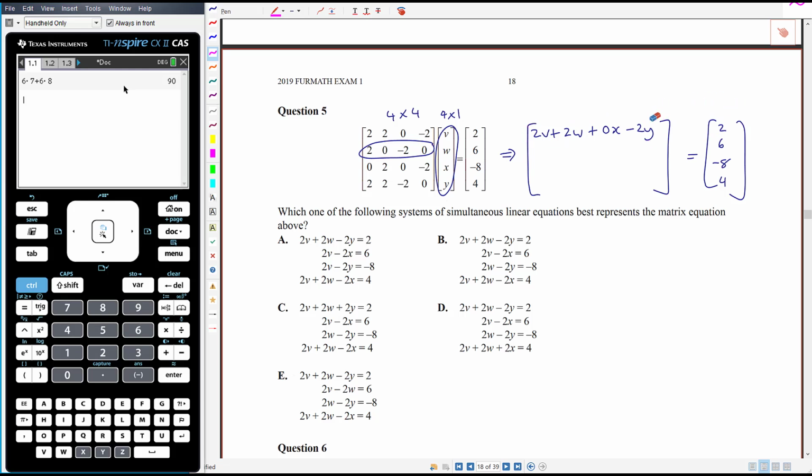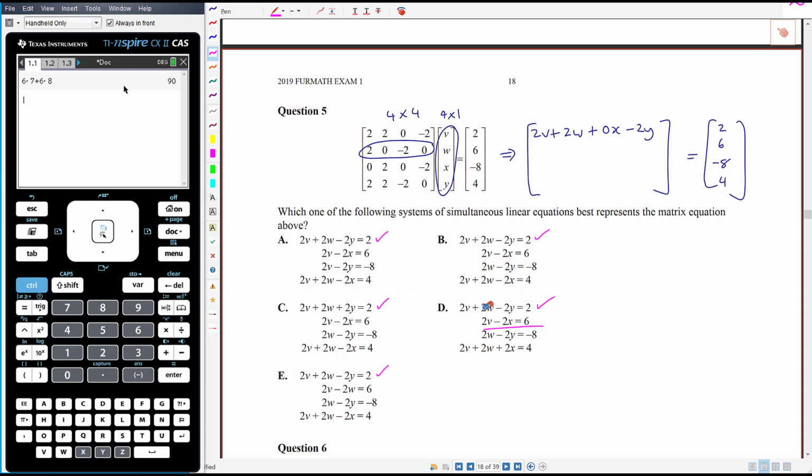Perhaps we could rule out some options as we go. So 2v plus 2w minus 2y equals 2. That one's correct, that one's correct, and they're all correct. So actually I should have been a bit more strategic here. There was no point in working out the top row because it's the same in all of the answers. Let's have a look at the second option: 2v minus 2x equals 6, 2v minus 2x equals 6, 2v minus 2w. Only one of those is different. We can come back to that later.